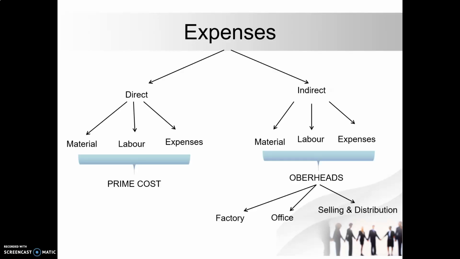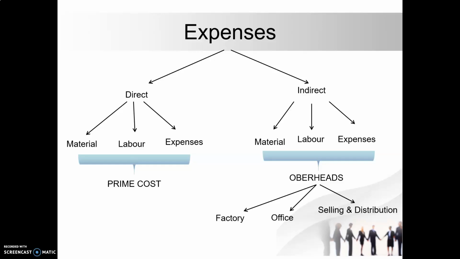Okay, it's a statement. Now expenses, let us discuss. Expenses are of two kinds, direct and indirect, based on the nature. Direct expenses has material, labor, expenses. Indirect also has material, labor, expenses. Now what is the difference between direct and indirect?